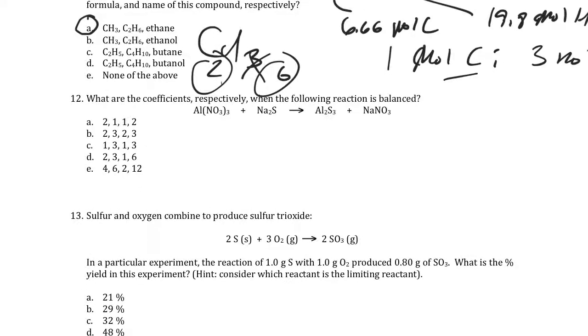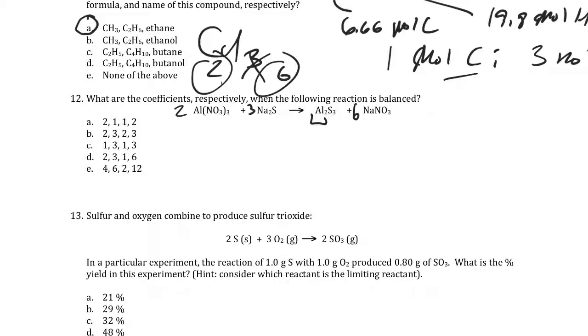Which of the following, what are the coefficients respectively when the following reaction is balanced? So we're going to need 3 nitrates to balance here. We would need 2 here. That's actually going to kick us now up to 6 nitrates. So once we balance the aluminums first, and we put 2 in front of AlNO3, then we have 6 nitrate groups. So I'm going to need 6 in front of NaNO3.